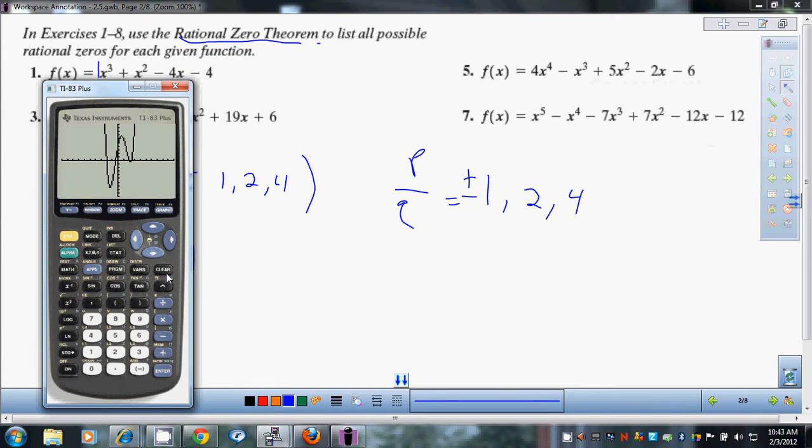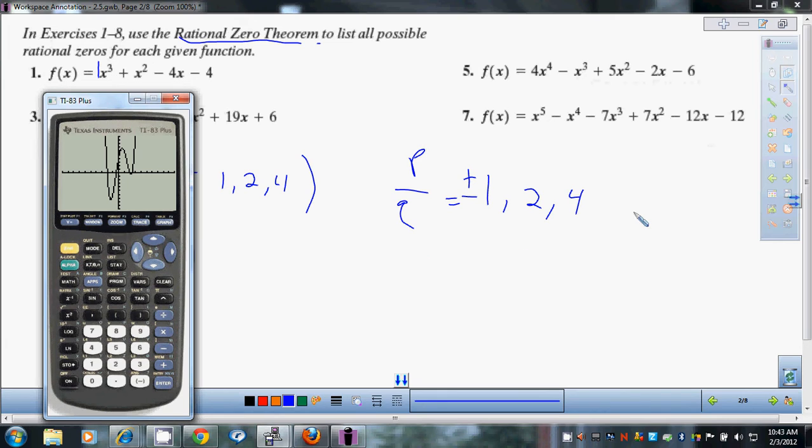But for now, the quickest way to see which of these is a root, now if you're really good at synthetic division, by all means, try to take all those out using synthetic division, see which one gives you a zero remainder. That's actually how the book does it. But I think an even easier way, punch your function into the calculator. X cubed plus x squared minus 4x minus 4, graph. Now let's just trace these values and see if we can't find one that's a root.